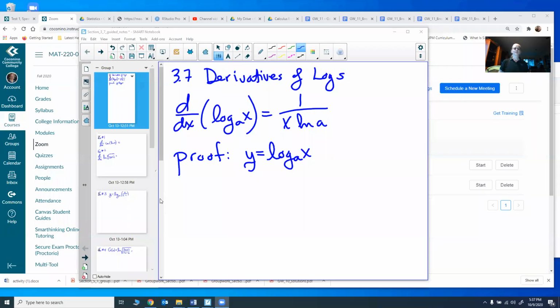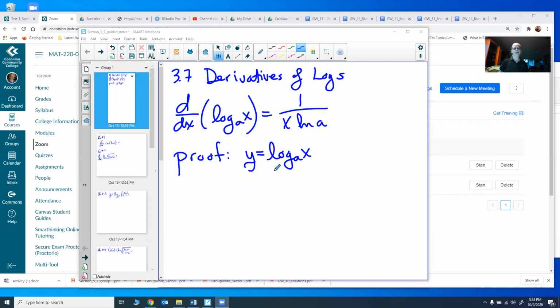So now let's look at the derivatives of logs. The derivative with respect to x of log base a of x is 1 over x natural log of a. But what I want to do is prove that that is the case. So let's actually prove that that's the derivative.